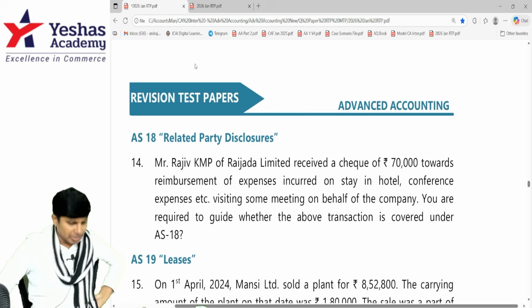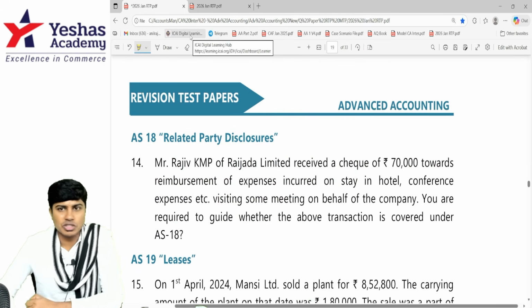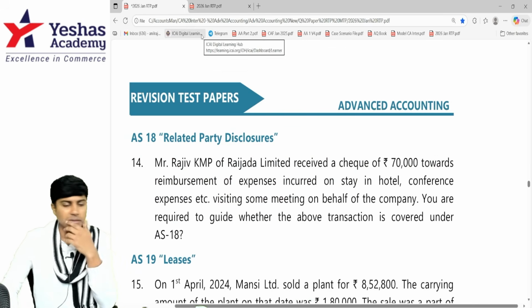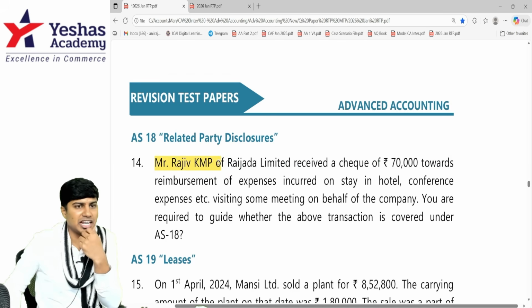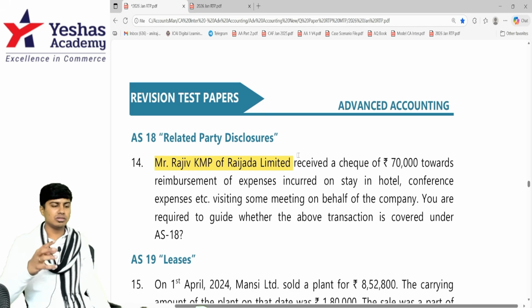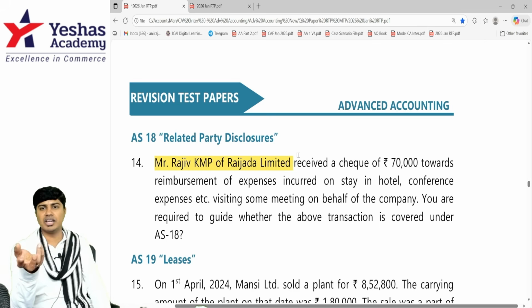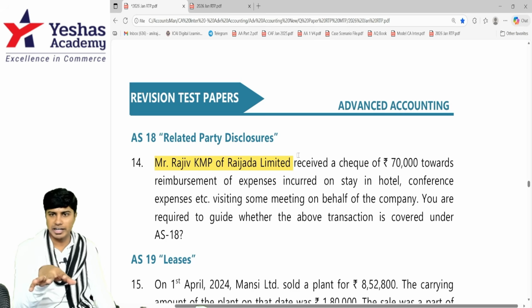Let's continue with accounting standard 18 based question. This is question number 14 from our RTP. What does this question say? Mr. Rajiv is KMP, key management personnel of Raijada Limited. It's a company. And whenever you are key management personnel, you have significant influence on the company. So you are a related party.